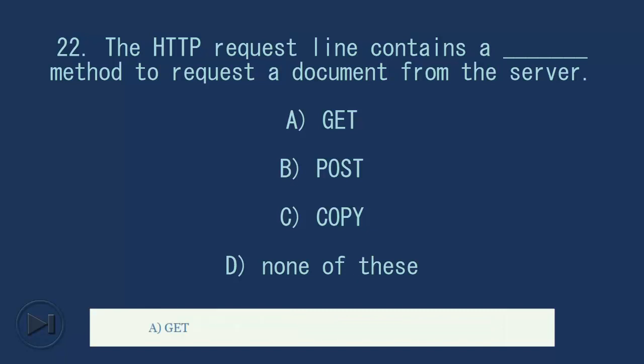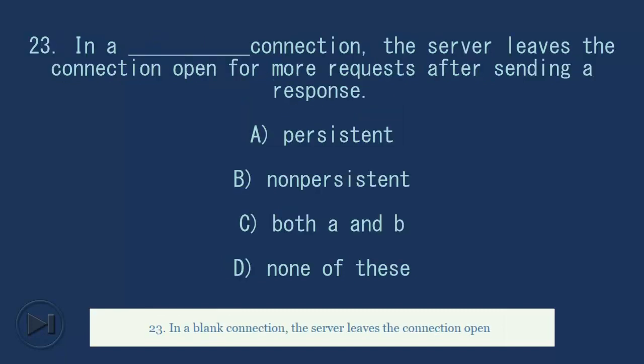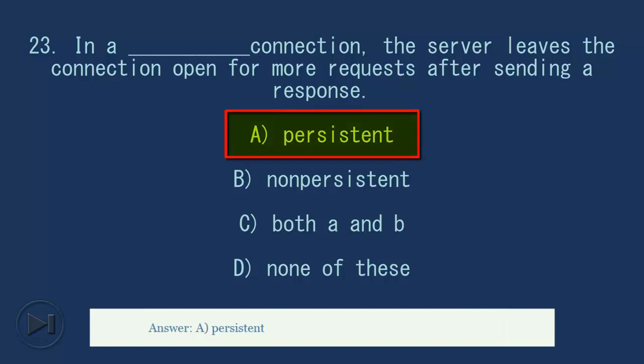22. The HTTP request line contains a blank method to request a document from the server. A. Get. B. Post. C. Copy. D. None of these. Answer: A. Get. 23. In a blank connection, the server leaves the connection open for more requests after sending a response. A. Persistent. B. Non-persistent. C. Both A and B. D. None of these. Answer: A. Persistent.